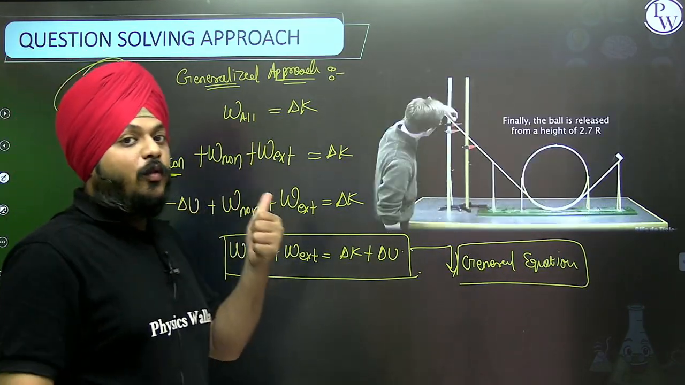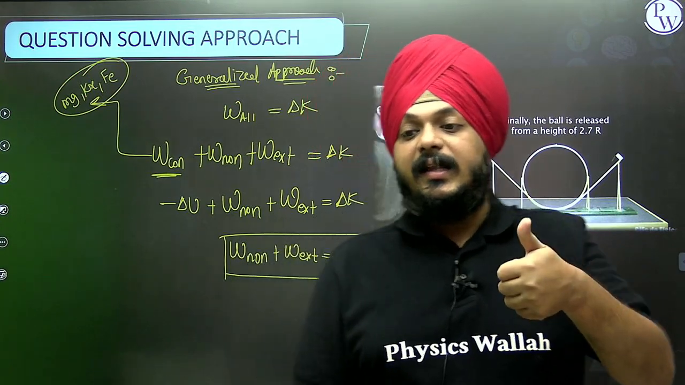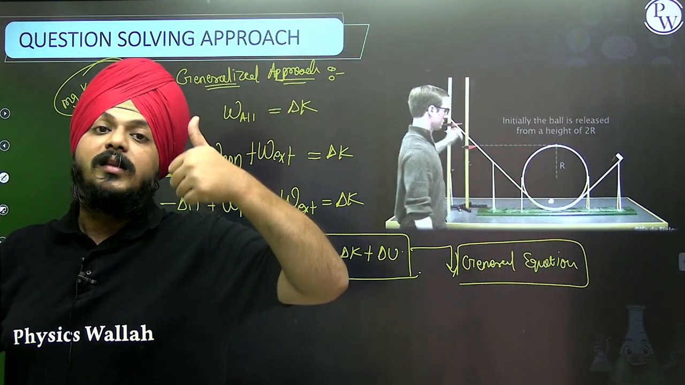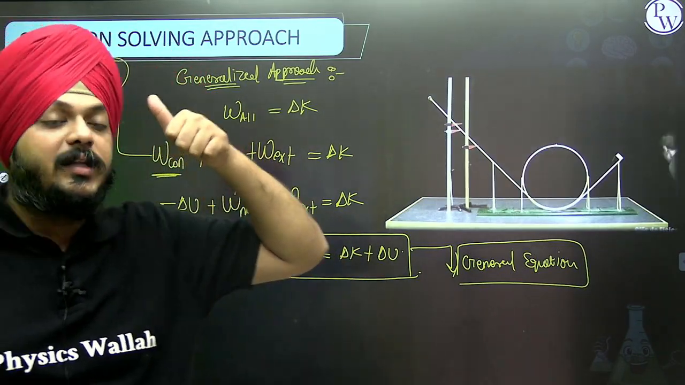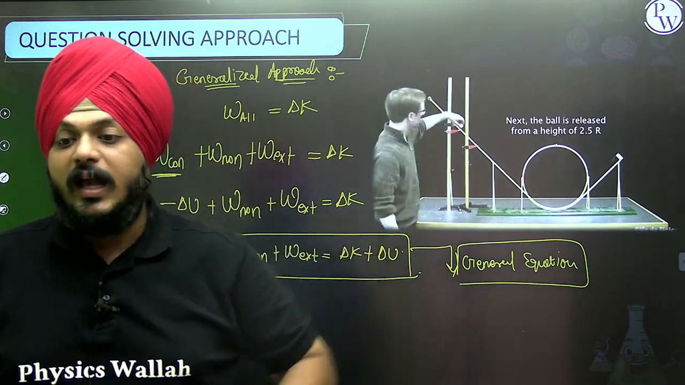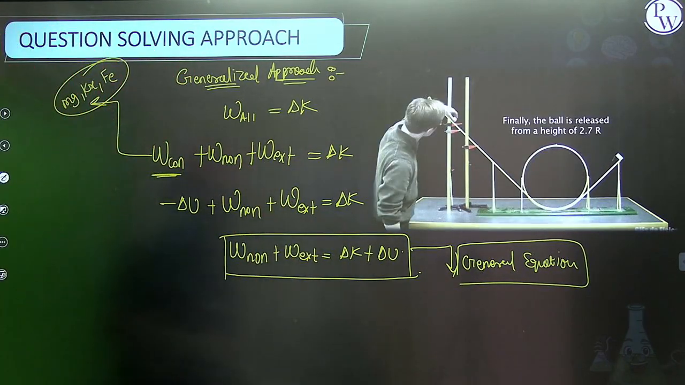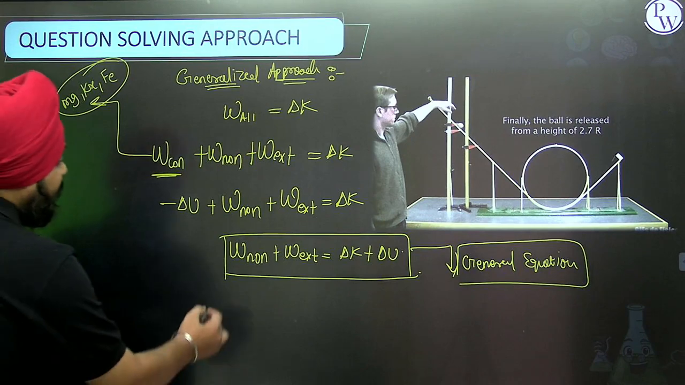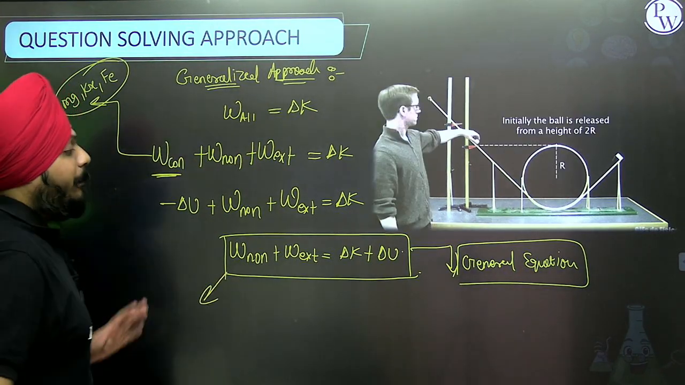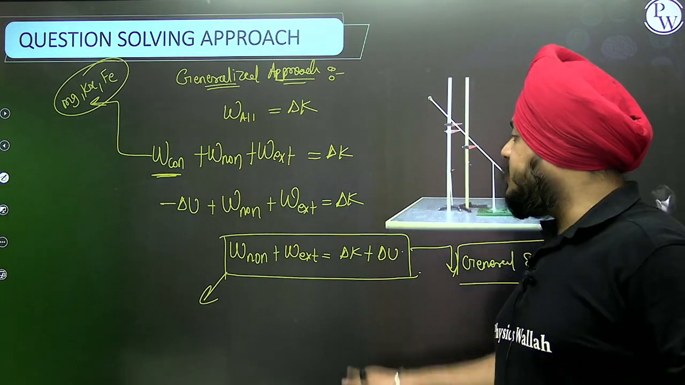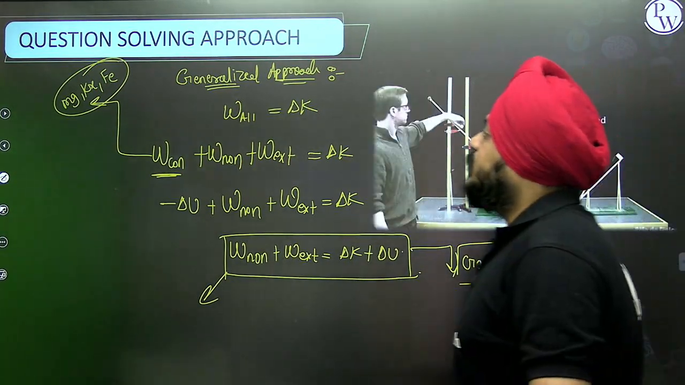Examples of conservative forces: mg, the weight; kx, the restoring force; and the electrostatic force. These are examples of conservative forces. Now, what are the steps to apply the conservation of energy? This is the generalized form we want to use.